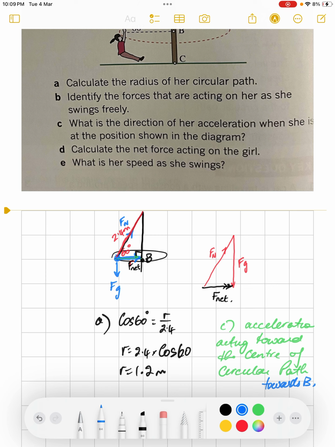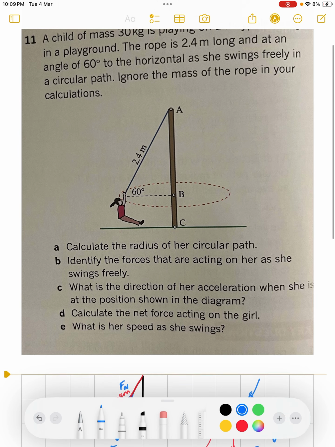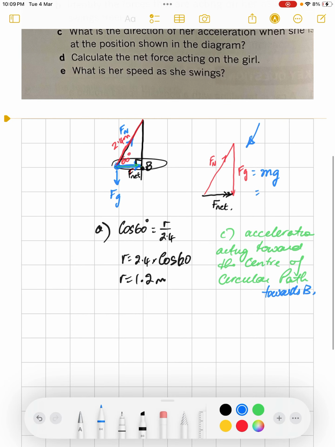That point B. Calculate the net force acting on the girl. Well, the net force will use this triangle here, and we've got the gravitational force is mg, and so that is her mass times gravity. Her mass is 30 kilograms. So 30 times 9.8, that's her force down.